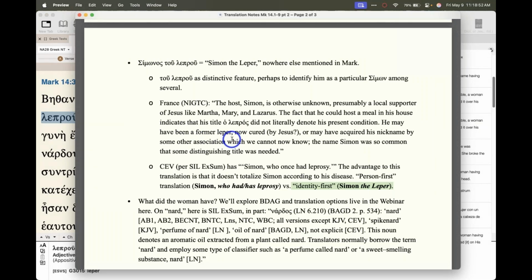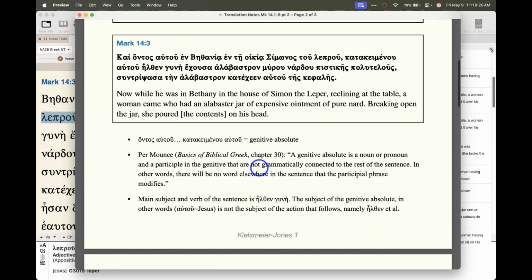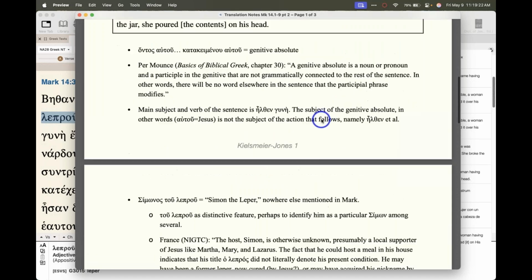How does that come off in our translation to readers who might be aware of this distinction between person first versus identity first? The advantage to this translation that we see in a couple translations, well, there's actually two advantages. One, if you say Simon who once had leprosy, it doesn't totalize him according to his disease. He is not just Simon the leper, he is Simon the person who has leprosy. So I like that in translation, although you see here in my provisional translation, I just did Simon the leper.